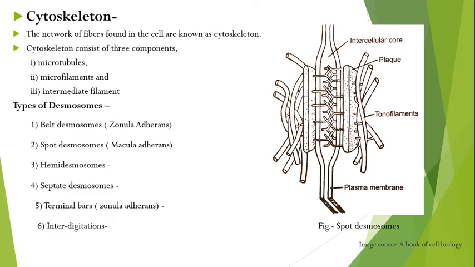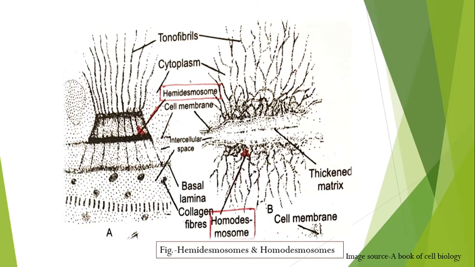So here are some classifications. See here the hemidesmosomes, in red color. The first diagram is the hemidesmosomes. A hemidesmosome is a half desmosome, not a complete desmosome, present in the basal region of epithelial cells. Only half desmosomes may be present.